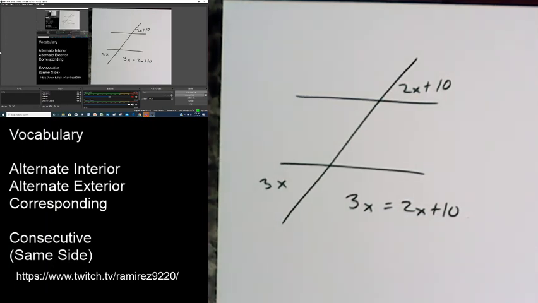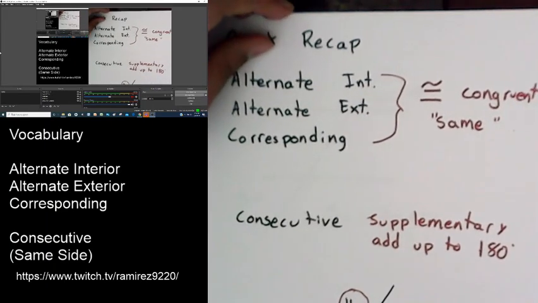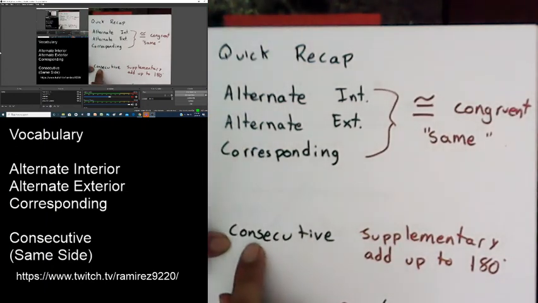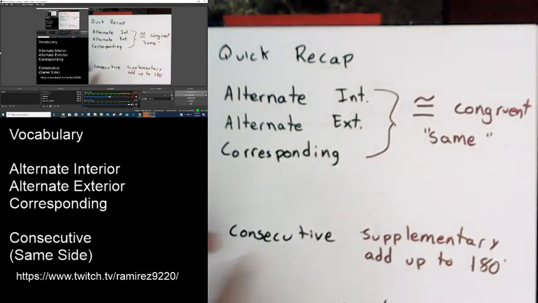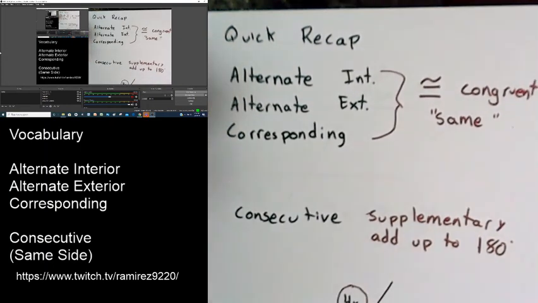But yeah, again, the big thing here to remember, guys, is know that with the exception of consecutive, they are congruent, okay? And this one's supplementary. So one little strategy that I would suggest is just remember which one is supplementary. If you remember the one that adds up to 180, then the other ones are equal to each other.